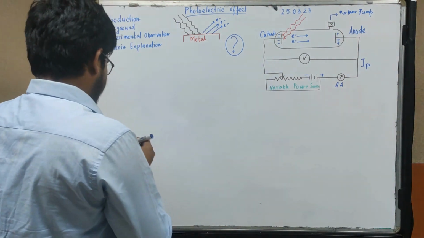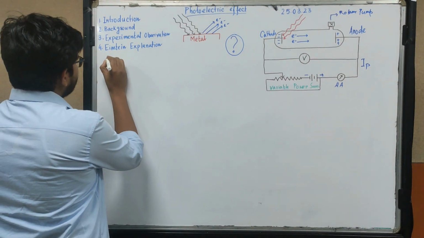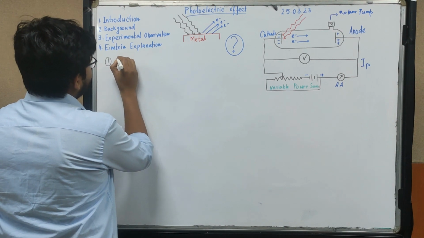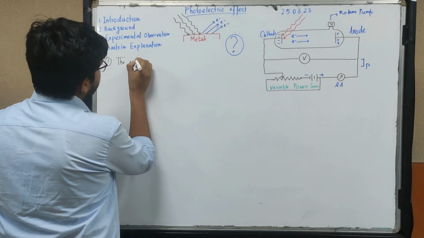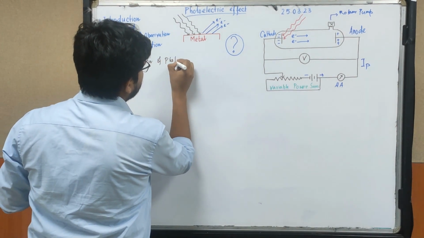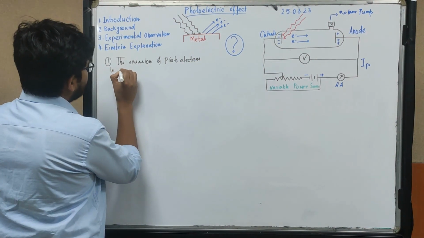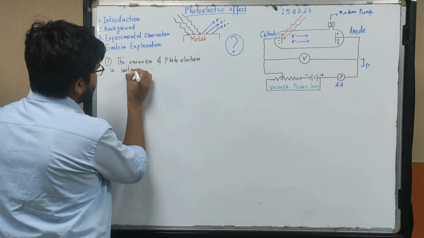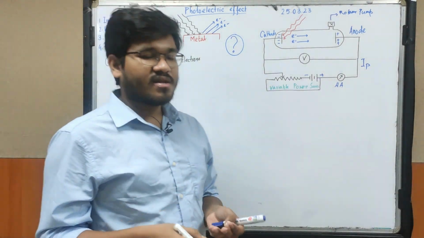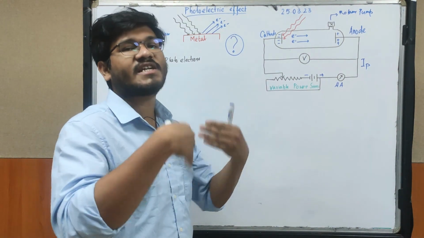Now what happens in this whole experimental setup? There were observations. So what are those observations? Observation number 1 is that the photoelectric effect is an instantaneous phenomenon, that is, the emission of electrons. That means as soon as the light is falling on the metal surface, if it has sufficient energy, electrons will be ejected out of the metal surface.